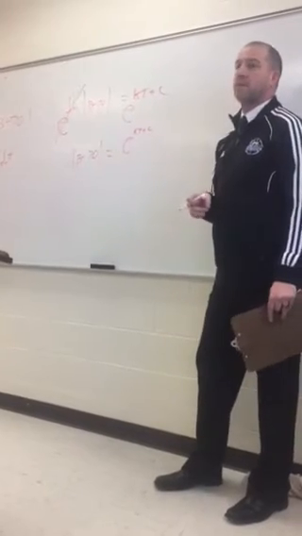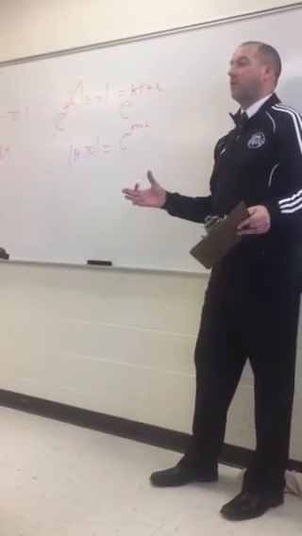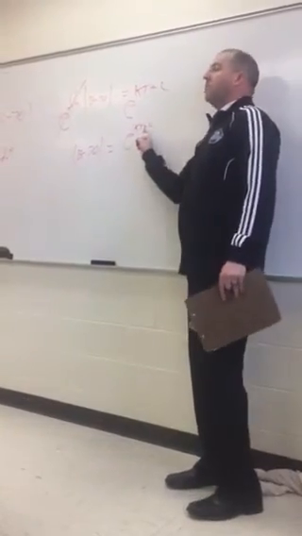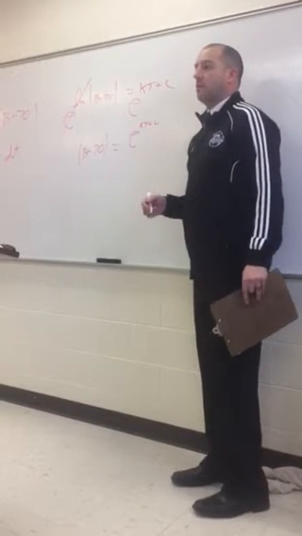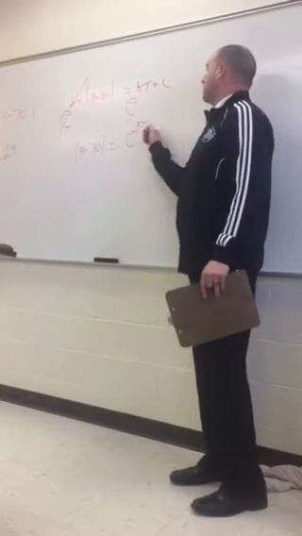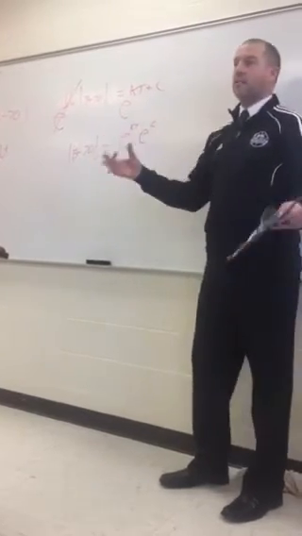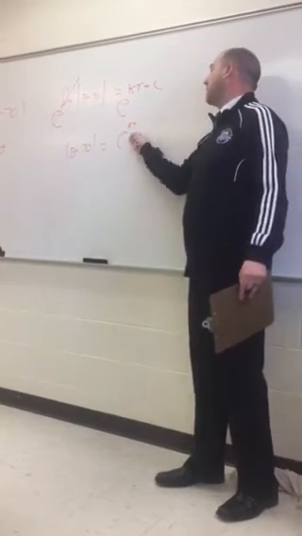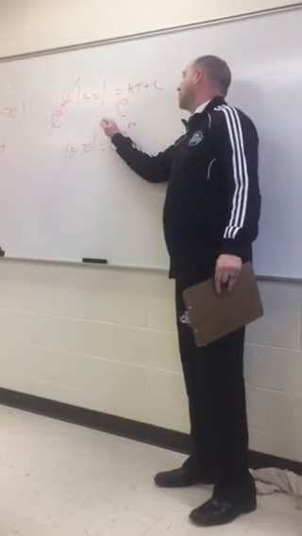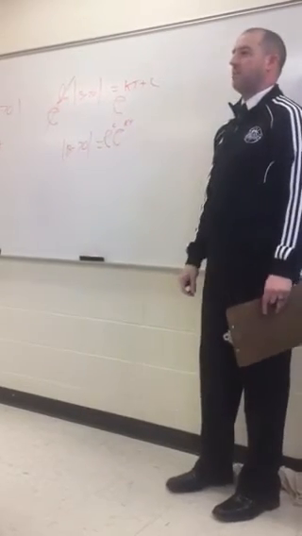Now, this is the biggest mistake that my kids make right here. What do we do with this e with the plus c in it? You separate it as e to the c. And e to the c is just a constant. So I'm going to put that e to the c out in front of my e to the kt.